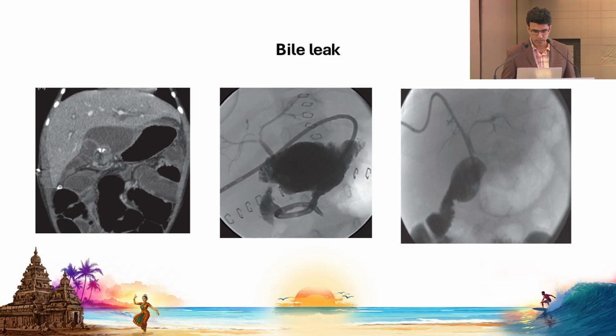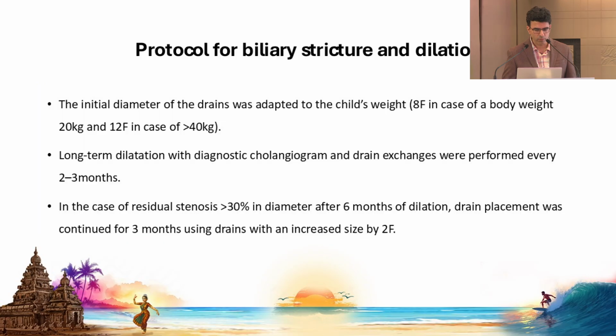So this is the other case with the left side. We punctured the system, crossed the system, did balloon dilatation, and this is an internal external catheter. Sometimes both stricture and leak can be seen, but both can be managed by putting an internal external catheter in one setting also.